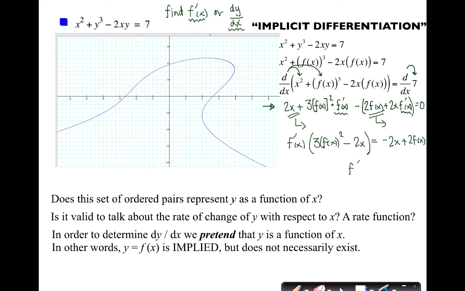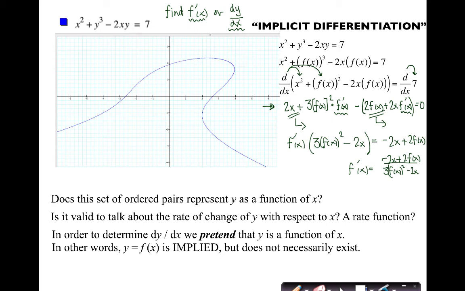So f prime of x is going to equal a lovely fraction, negative 2x plus 2f of x over this stuff, 3f of x squared minus 2x. Oh, sorry, I have too many sets of parentheses here. I don't need that one, it's in the denominator.